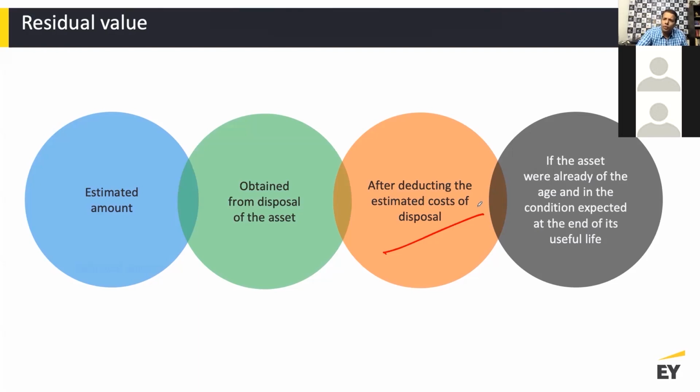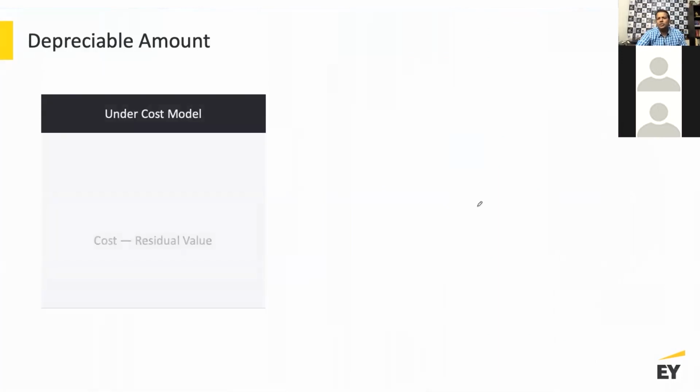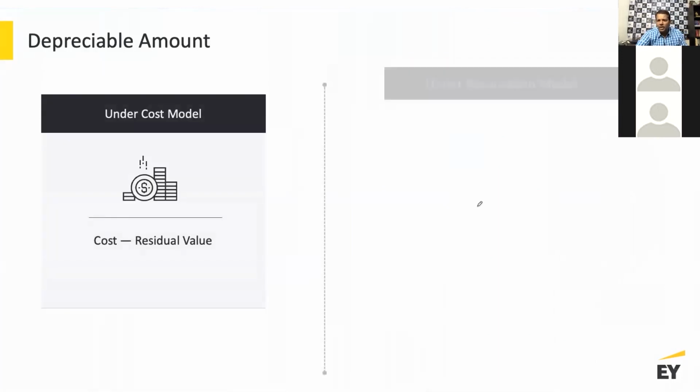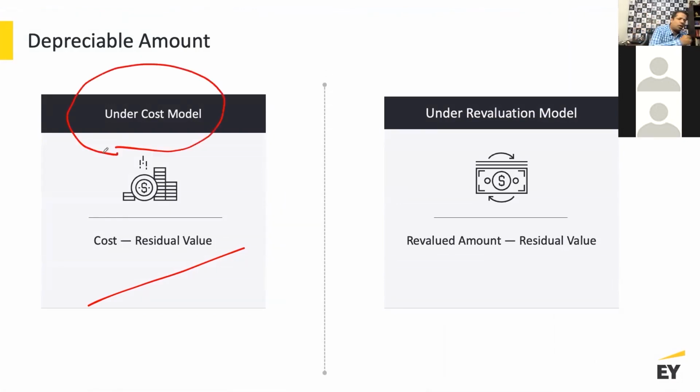For you to appropriately determine the amount of depreciation I need to charge for any particular tangible asset or property, plant and equipment, I'm going to look at this depreciable amount: cost minus residual value. We've already understood how to determine the total cost, right? Once you've determined the total cost, then I also need to determine the residual value under the cost model to provide for depreciation.